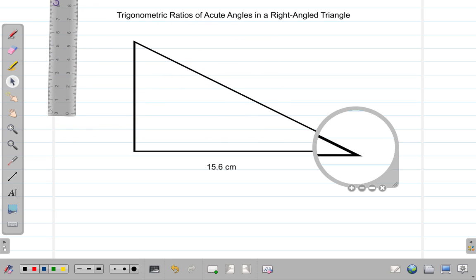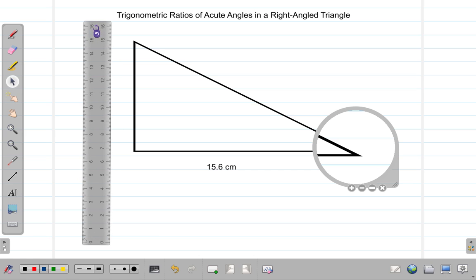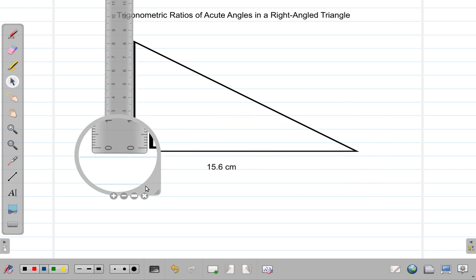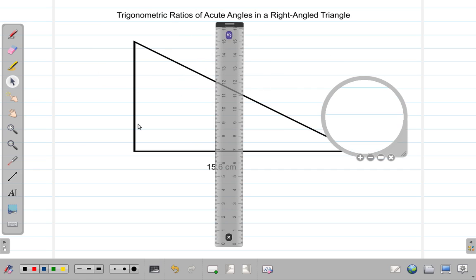I want to know the measurement up here. Let's line it up well and measure this side of the triangle. Yes, this is 8.1 to 8.2. Let's say that is 8.2 centimeters. So we measure it as 8.2 cm. So this length is 8.2 centimeters.